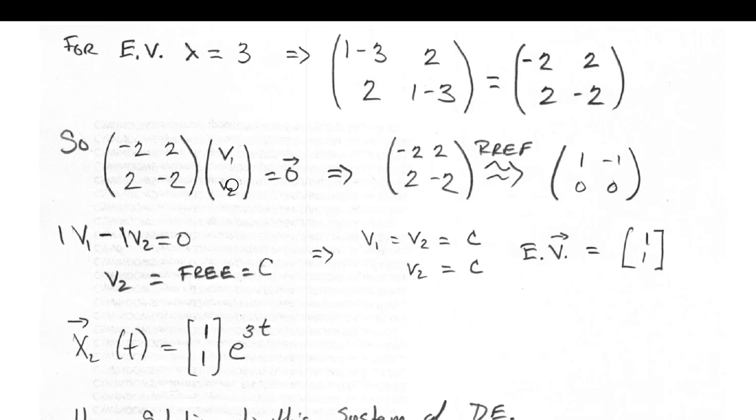For the eigenvalue equal to 3, I plug in 3 for lambda in 1 minus lambda, 2, 2, 1 minus lambda, and I get minus 2, 2, 2, minus 2. So what we're really talking about is the system with the associated eigenvector v1, v2, associated with lambda equals 3: minus 2, 2, 2, minus 2, times v1, v2 equal to the 0 vector.